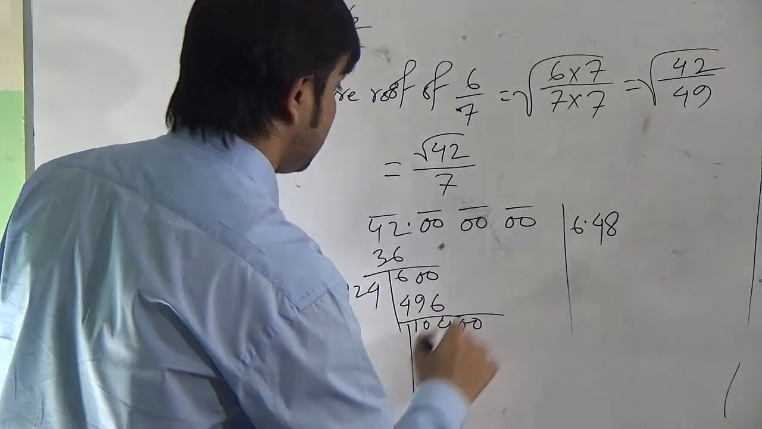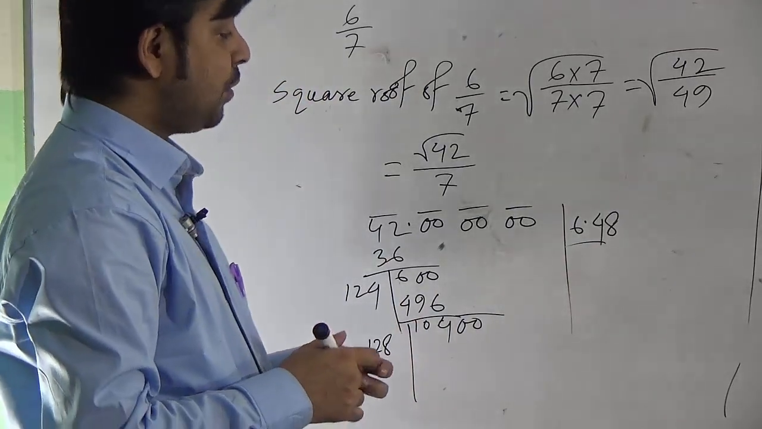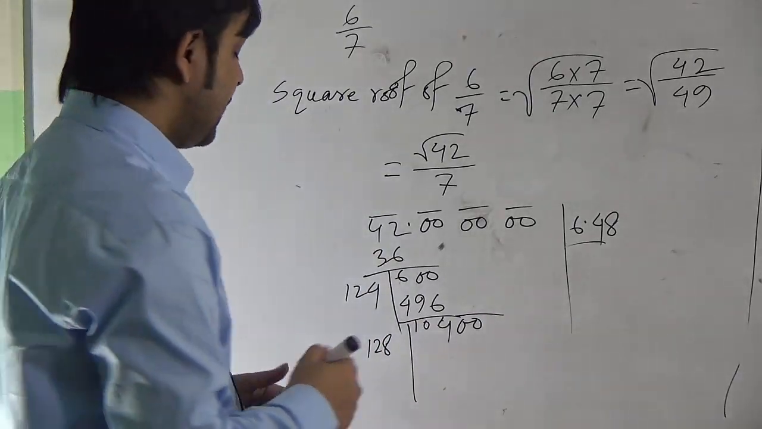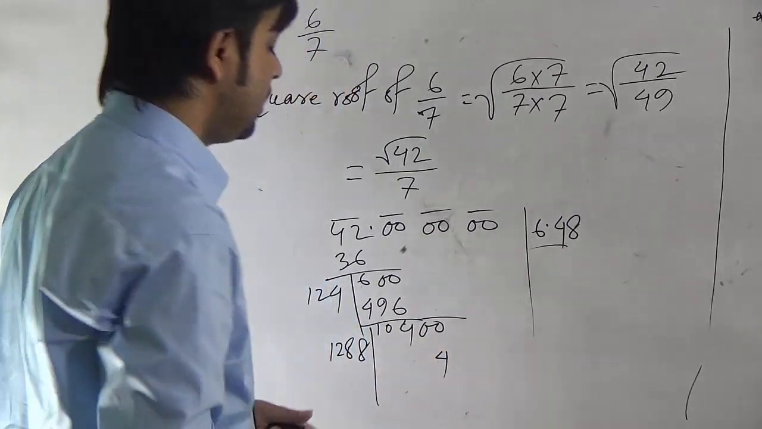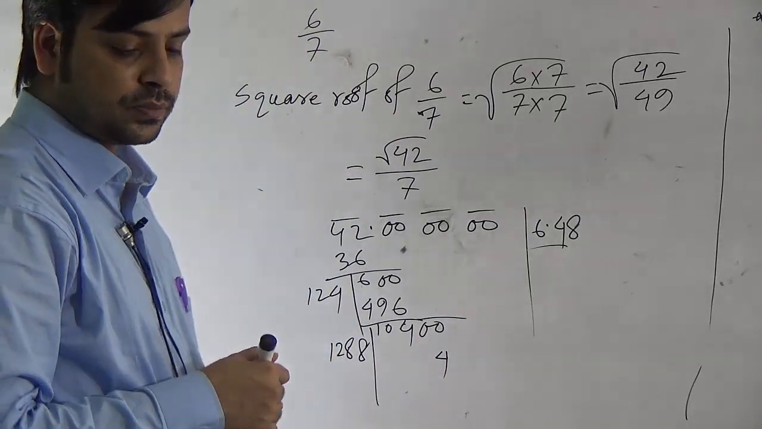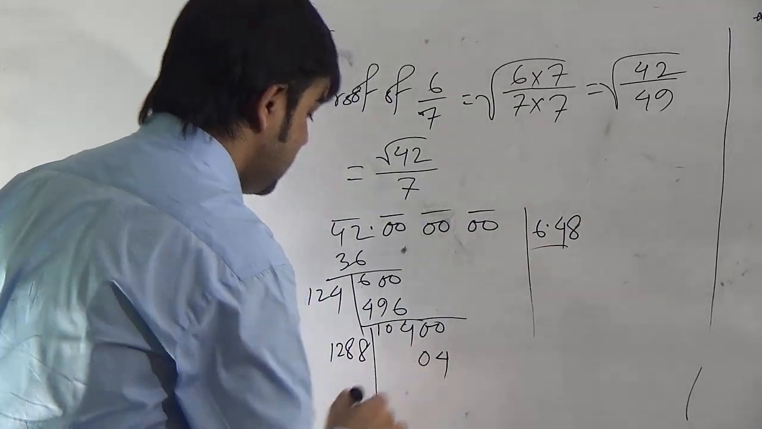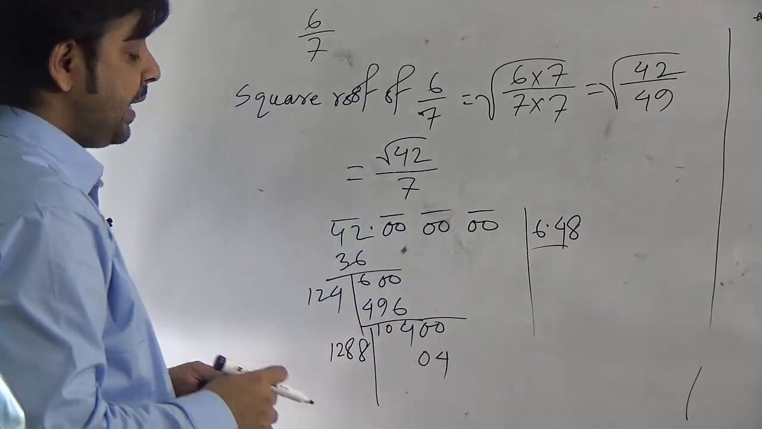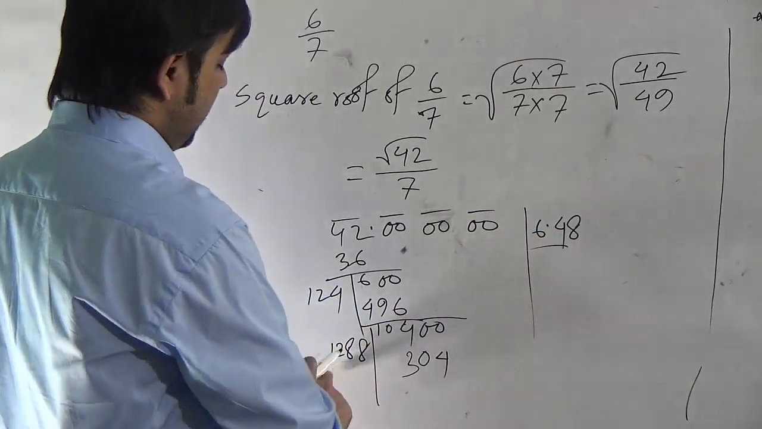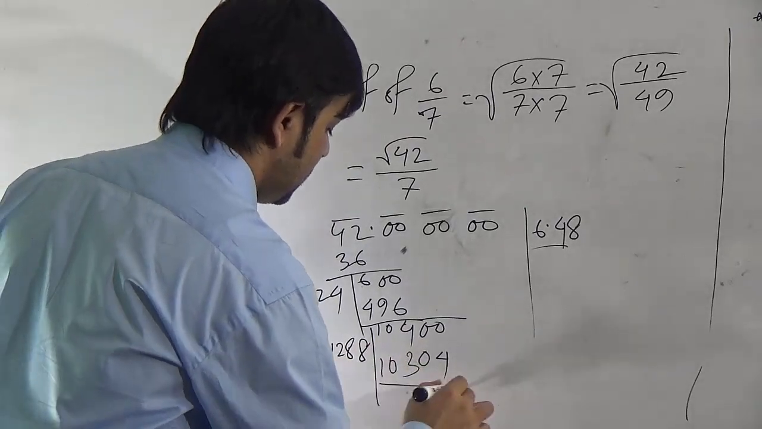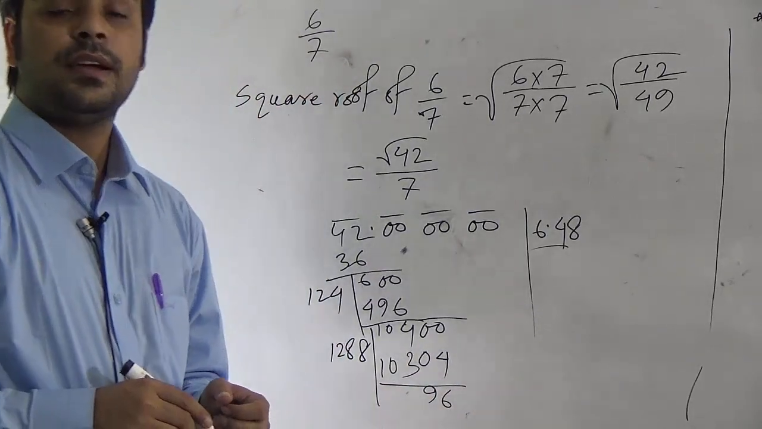At first take 0, then take the double. Double of 64 is 128. Then take 8 here. 8 8s are 64, and remaining 6 is 70. So 0 here, 7 left. 8 2s are 16 and 7, 23. So 2 left. 8 1s are 8 and 2 is 10. If we subtract, we will get 96.